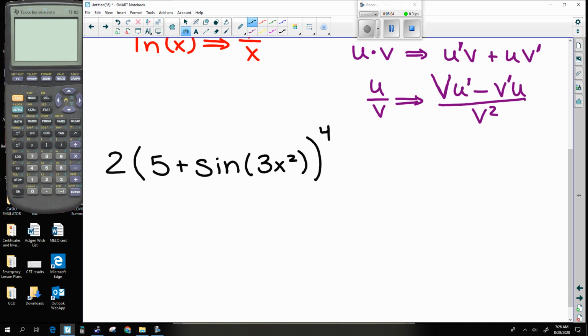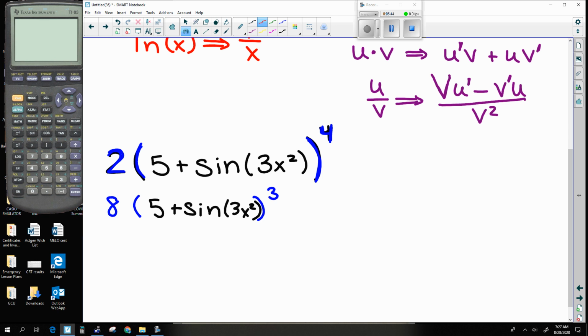Okay. So again, layers of an onion. The very outermost is this 2 to the 4th. And so what you do in the chain rule is you start with the derivative of the outermost piece. So that's the 2 and the 4. So that's going to be 8 to the 3rd. And I leave the inside alone.